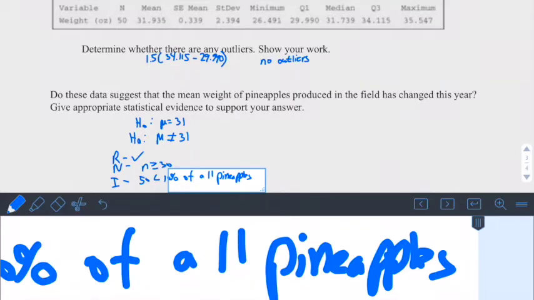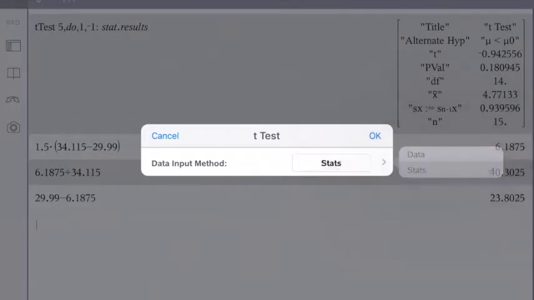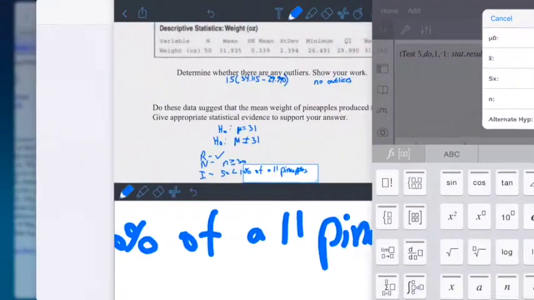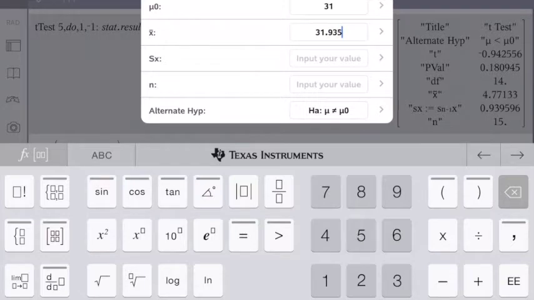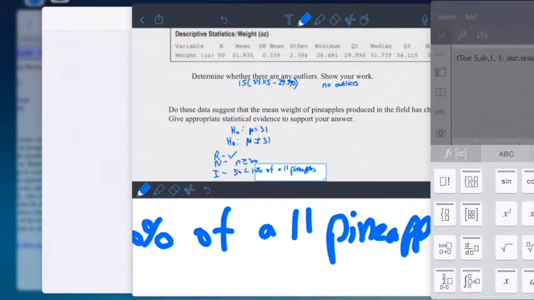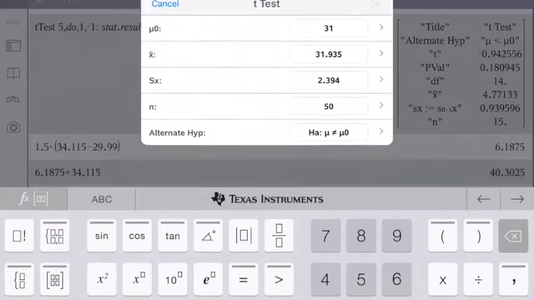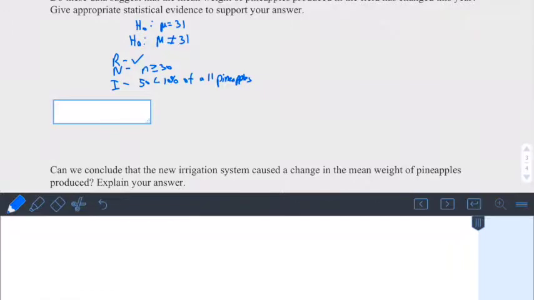Then we need to run our test. We are given statistics, not data this time. Our mean was 31.935. Our standard deviation was 2.394. And we had 50. So our t is 2.76 and our p-value is 0.008.